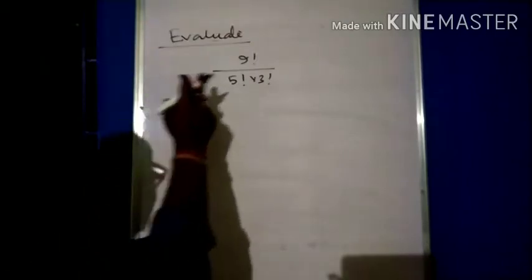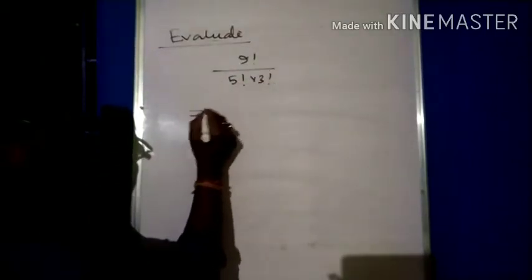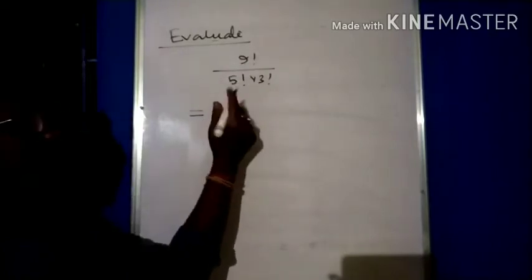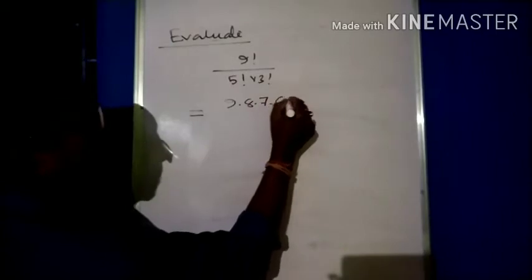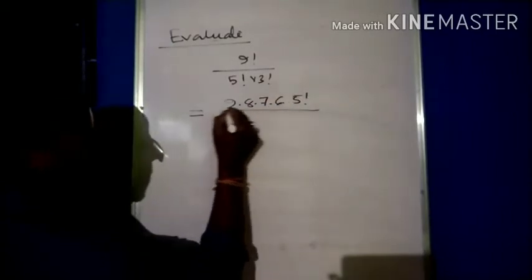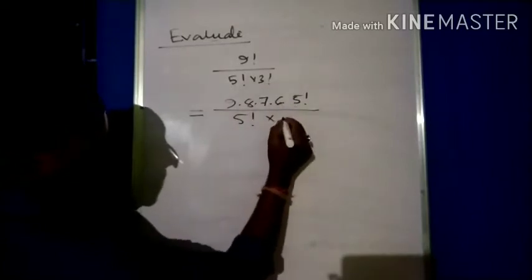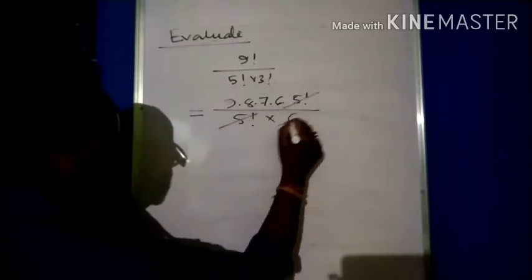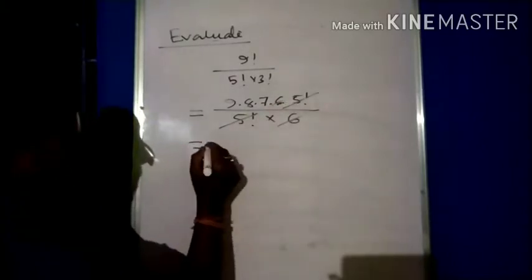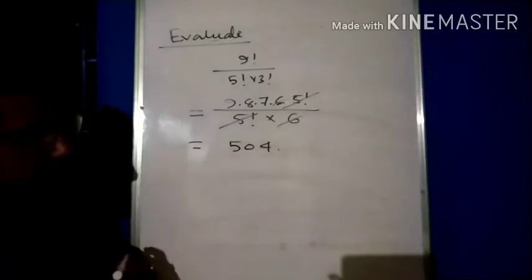Now we are going to evaluate factorial 9 by factorial 5 into factorial 3. How to find out? Factorial 9 will convert into 9 into 8 into 7 into 6 into factorial 5, divided by factorial 5 into factorial 3, which we can write as 3 into 2 into 1 or 6. Factorial 5 cancels, and 6 cancels. 7 into 8 is 56, into 9, so 504 is the answer.